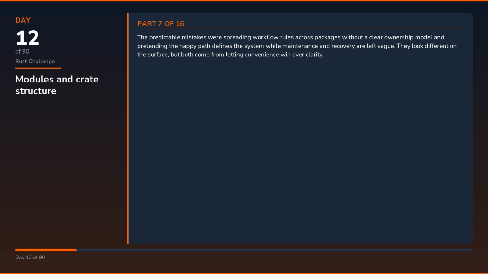The predictable mistakes were spreading workflow rules across packages without a clear ownership model and pretending the happy path defines the system while maintenance and recovery are left vague. They look different on the surface, but both come from letting convenience win over clarity.